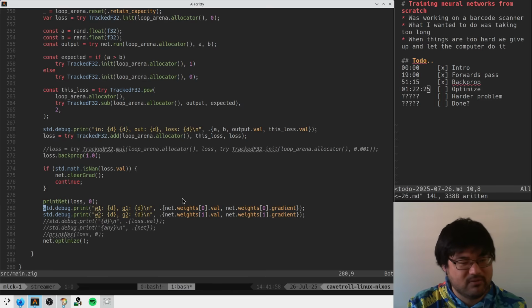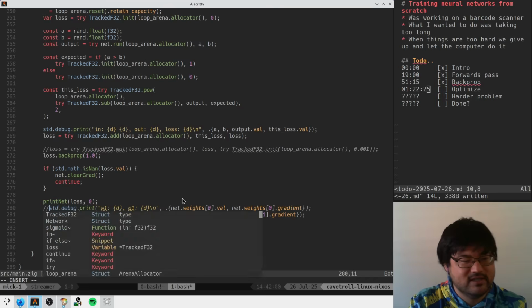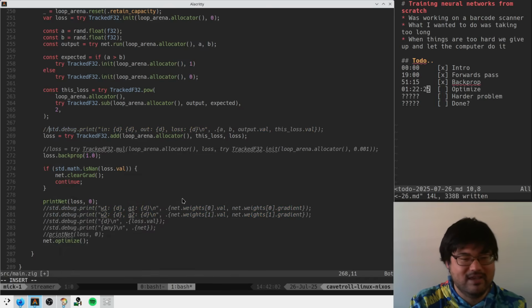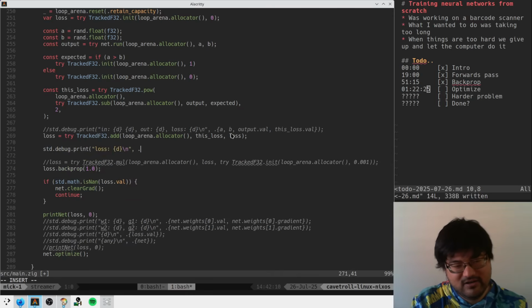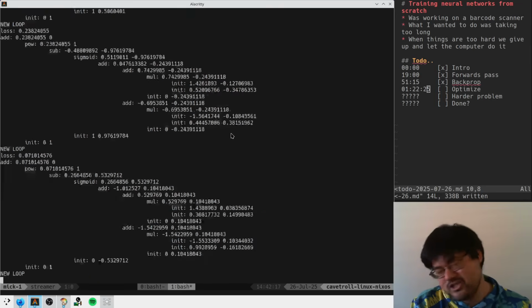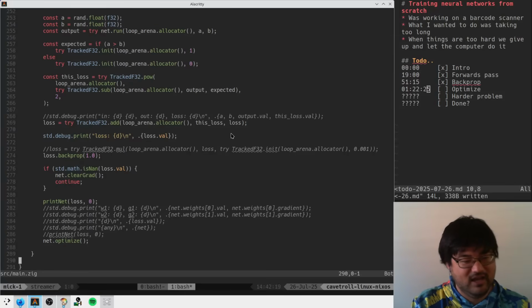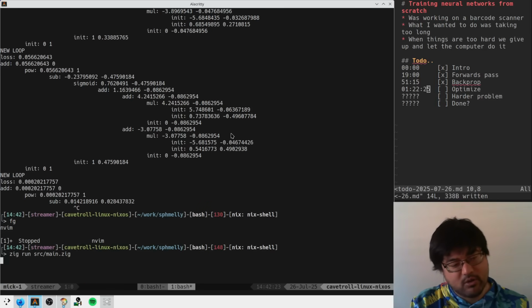So, wait, hold on. Let's get rid of a bunch of this debug info, and can we just print the loss? I want to see loss go down, baby. Mod them. Yeah. Well, just because they gave a right answer doesn't mean that they should be able to have unrestricted authority on the channel.